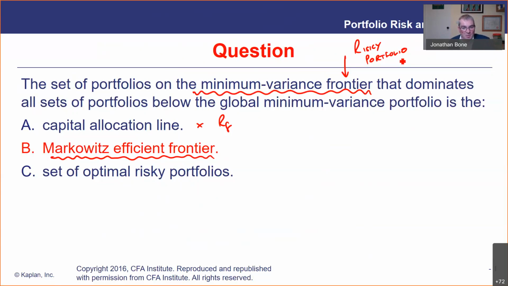Set of optimal risky portfolios. Well, it's not necessarily optimal. There is going to be one optimal portfolio, and that comes when we add a risk-free asset. Then we get our tangency portfolio. To work out what risky portfolio is optimal for an individual investor without a risk-free asset, how would we do that? Well, again, I'll show you on the previous slide.